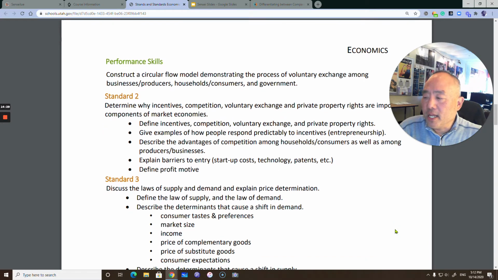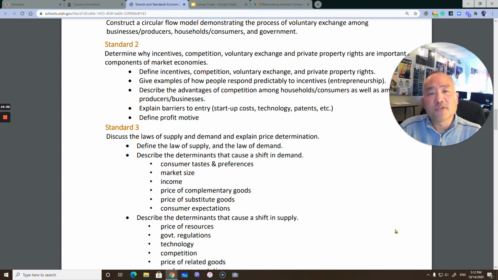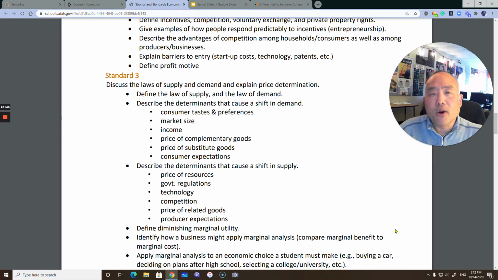In Standard 3, we need to know about the law of supply and demand and how prices are determined. The law of supply and demand: think of the demand curve as a downward sloping curve, and there is an inverse relationship between price and demand. So on that curve, on the left-hand side, on the y-axis, you have price. Okay, so that's price on the y-axis. And then quantity is on the x-axis.